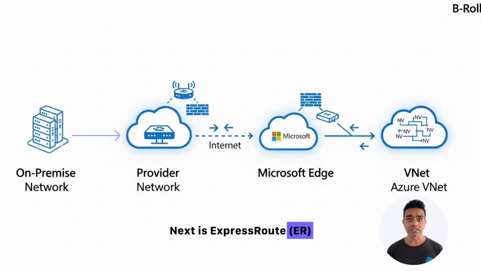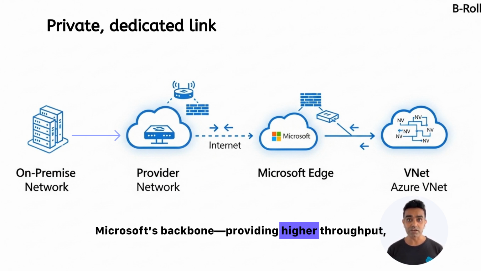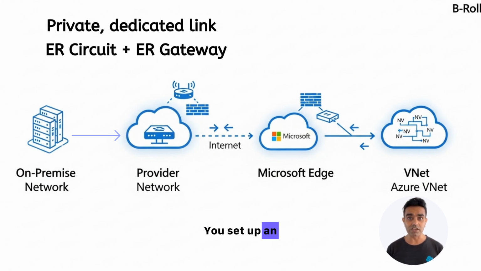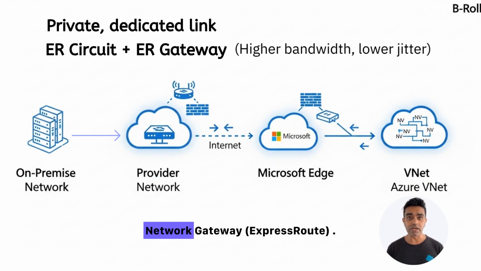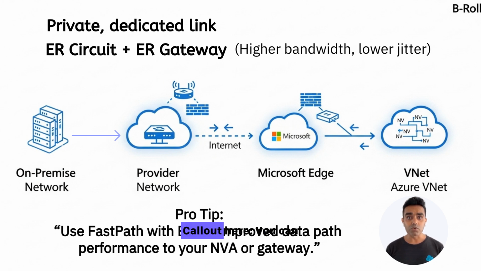Next is ExpressRoute, ER. It is a private, dedicated connection from your data center or co-location to Microsoft's backbone, providing higher throughput, consistent latency, and SLA-backed connectivity compared to Internet VPN. You set up an ER circuit through a connectivity provider and link it to a virtual network gateway, ExpressRoute. You can also use Global Reach to connect on-prem sites through Microsoft's network. One pro tip to call out here. You can use FastPath with ER for improved data path performance to your NVA or gateway.